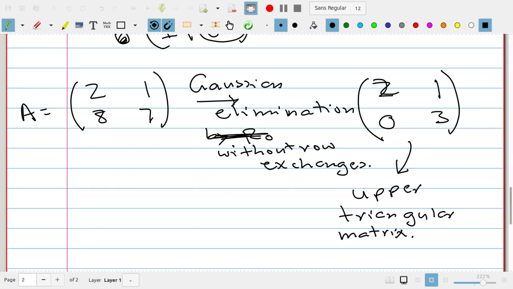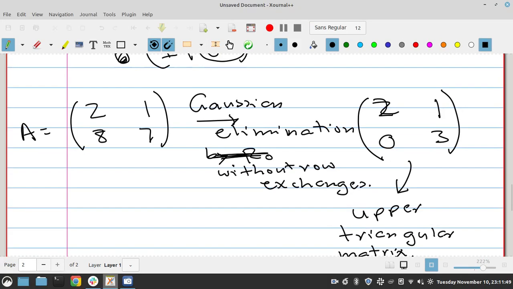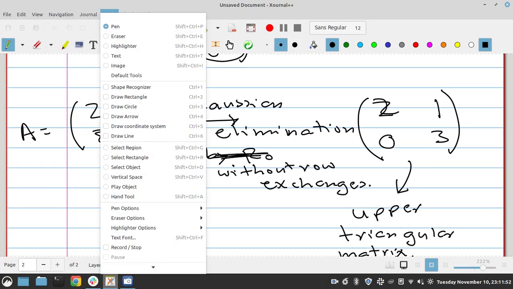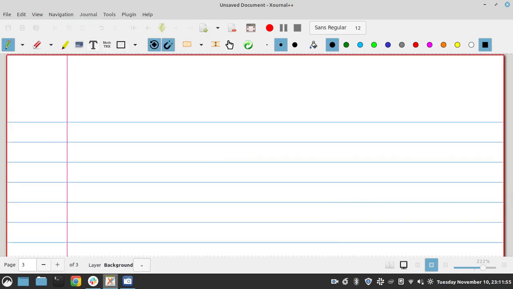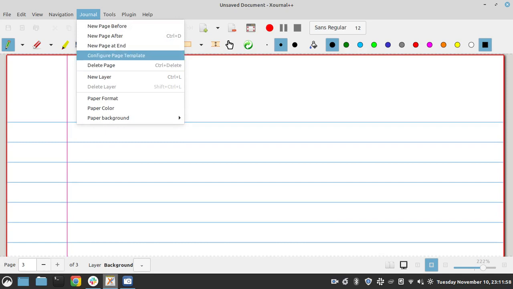Okay, so that's because notice that everything below the main diagonal, which is 2 3, is equal to 0. And of course, we've got the upper triangular matrix. So how are we going to get the lower triangular matrix? We get the lower triangular matrix from the elementary matrix, and I'll show you how we get this.